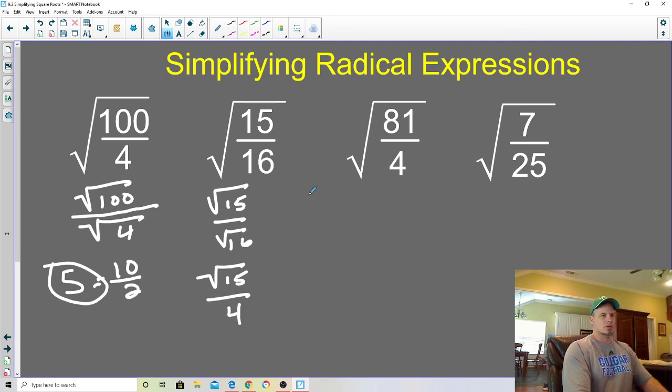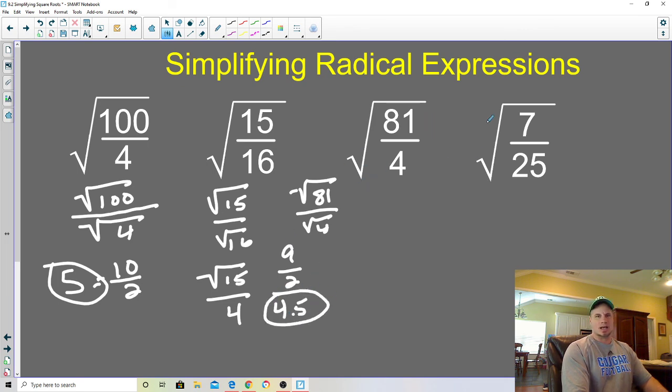Okay. Here, split this up. You get square root of 81 over the square root of 4. We happen to know both of those. Square root of 81 is 9, square root of 4 is 2, and when we divide that out, we get 4.5 for our final answer. Let me bring this one over here a little bit, make sure you can see it.